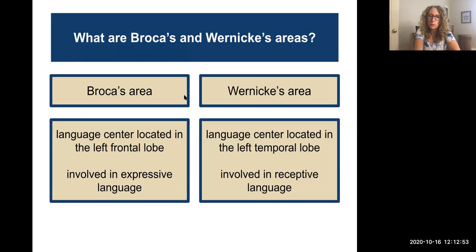There are two other really important areas that are associated with speech. The language center in the left frontal lobe has to do with expressive language. So for speech, I think of a talking broccoli. I know that sounds weird, but I just visualize broccoli talking, and it helps you remember that that's the expressive speech part of the brain.